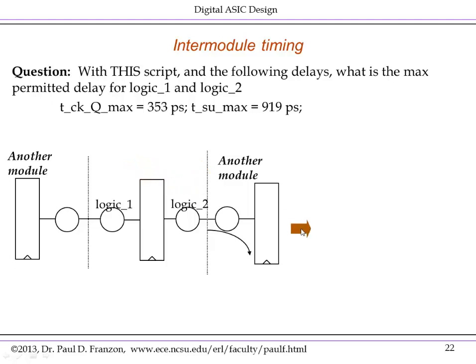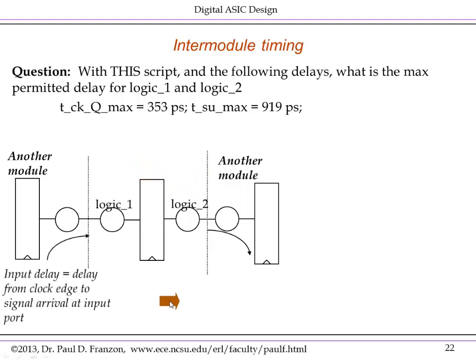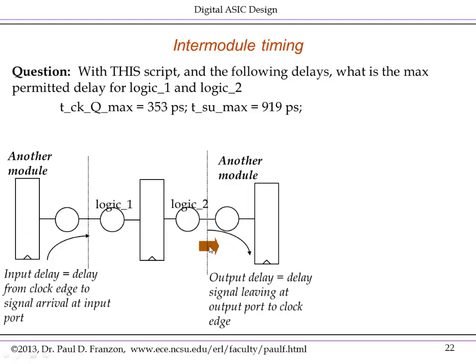So first we're going to illustrate what input delay and output delay is. Input delay is the delay from the clock edge to when the signal arrives at my input port. Output delay is the difference between when my signal arrives at my output port and the clock edge that is sampling it. So I must understand what these are in order to calculate logic 1 and logic 2.